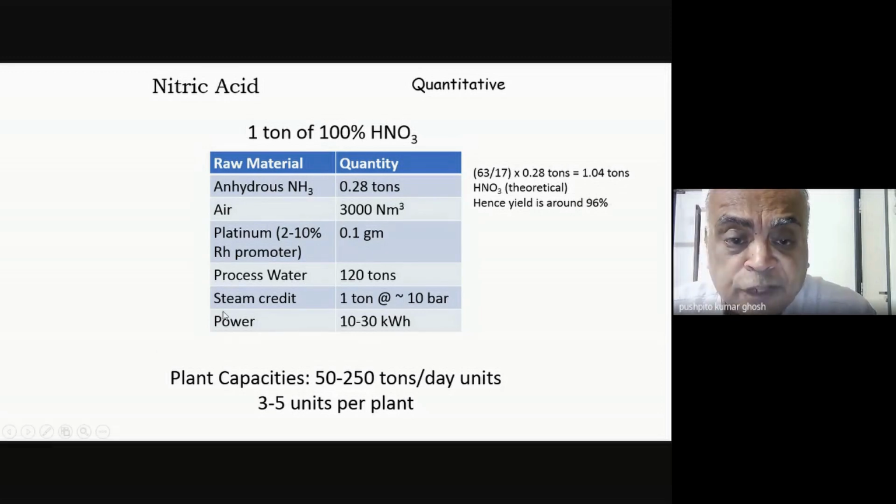So you'll also see that you get a steam credit, which is 1 ton at 10 bar pressure, because of all the heat that is generated, which you are converting into steam. You could either use the steam in some of your processes, or you can convert it into power and feed it to the grid. So again, a cogeneration plant, and this is the overall mass and energy balance in this particular case.